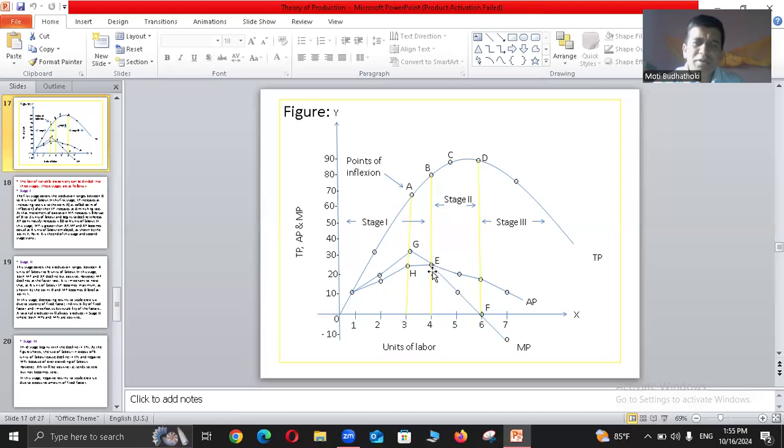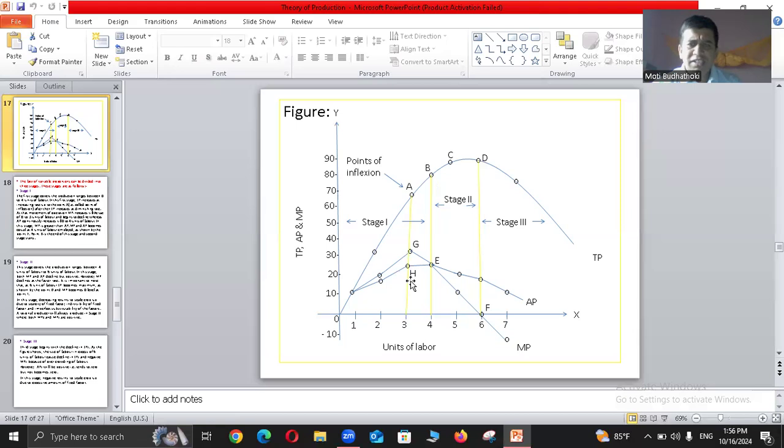Point E is that point where AP and MP are both equal and gives the maximum level of height of TP, where the total product is 80 units. In this point E, the equalizing point of AP and MP, MP cuts AP from above and AP and MP become equal. Up to this point, it is called the first stage.